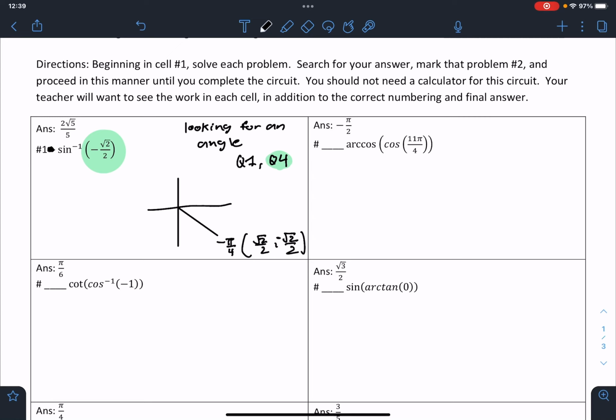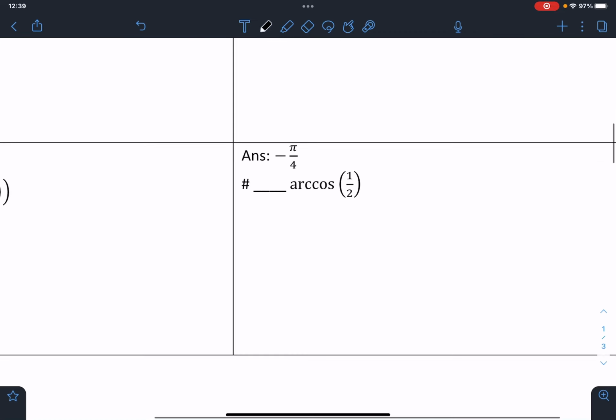A lot of you are saying, where do you get negative pi over 4? Negative pi over 4 is the same thing as 7 pi over 4. If you think about pi over 4 being here, negative pi over 4 is the same thing as pi over 4, but you're just going clockwise. So instead of saying 7 pi over 4, we're just going to say negative pi over 4. Sine is our y value. So at what y value do we get negative square root of 2 over 2? The answer to that is negative pi over 4. So we're going to go down and we'll find that, and that's right here.